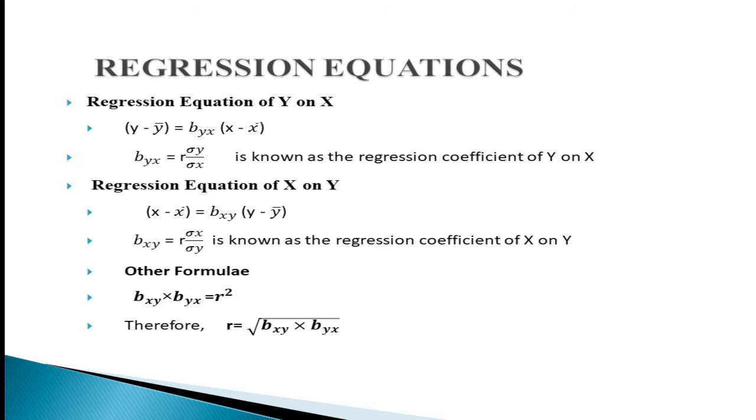Just look at the first equation that has been used, that will be using for y on x. That means finding the value of y based upon the value of x. Y minus y bar is equal to byx into x minus x bar. So the equation you can see has started with y minus y bar. That means here we are finding the value of y based upon the value of x.